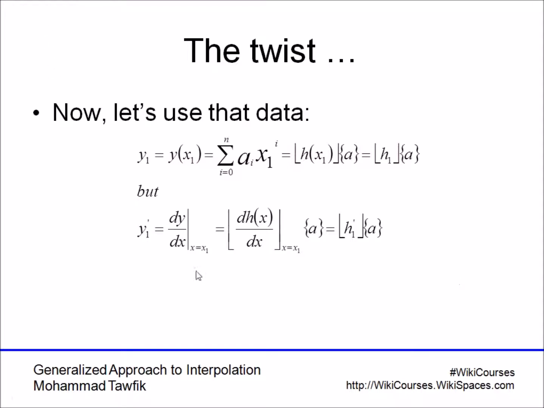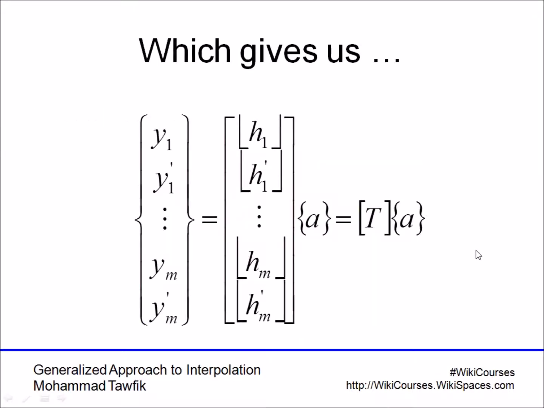So when you substitute with the slope point at x equals x1, all you need to do is get the derivative of h with respect to x, which again, if it's 1, x, x squared, x cubed, you end up with 0, 1, 2x, 3x squared, and so on, and substitute with the value of x1 to get what we will call here h1 prime. So the second equation you got was y1 prime, which is the data point, equals h1 prime at x1 multiplied by the unknown coefficients a.